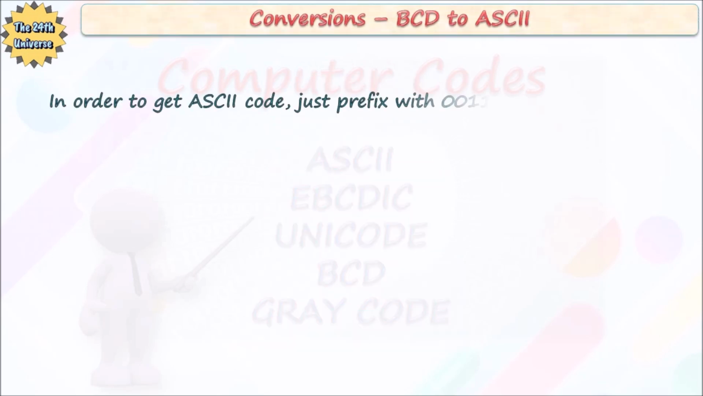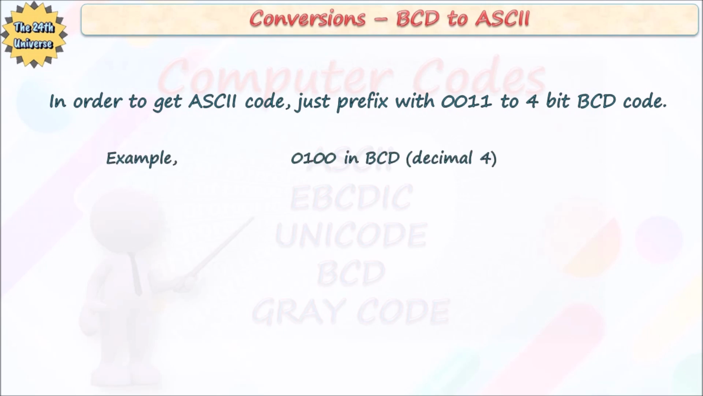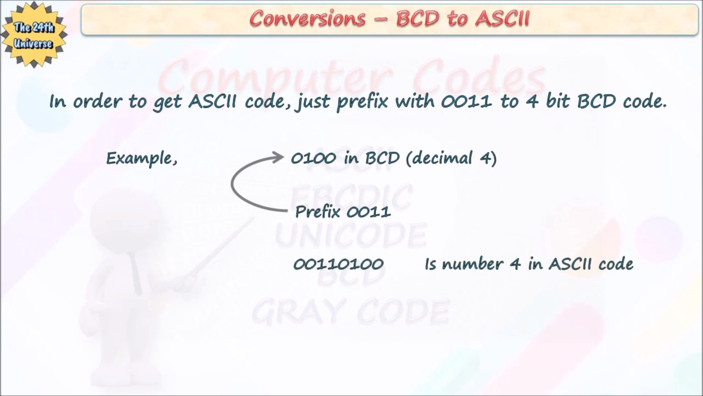BCD to ASCII. In order to get ASCII code, just prefix with 0011 to the 4-bit BCD code. Example, 0100 is BCD 4. Just prefix it with 0011 to get 00110100, which is ASCII 4. Similarly, remove 0011 to get back to BCD 4.